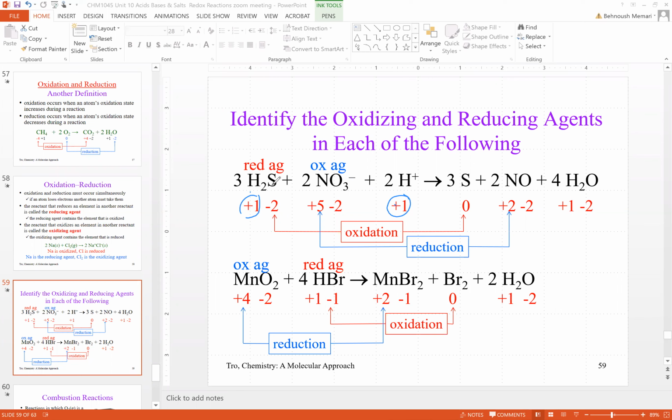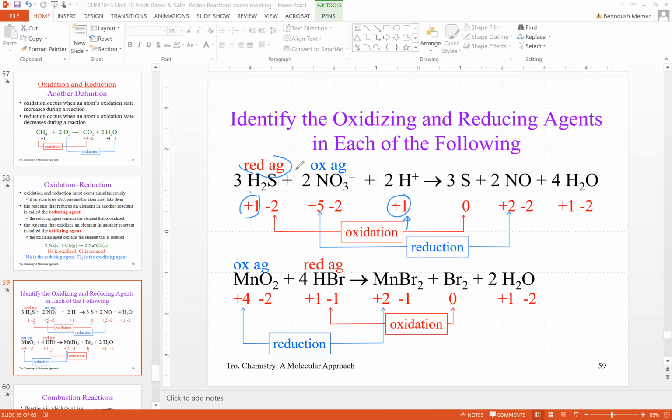Sulfur, oxidation number is -2 on the reactant side. And how do we know it's the -2? Because it's combined with 2 hydrogen and the total must be 0. So we have 2 minus for sulfur on the reactant side. On the product side is 0. If it's going from -2 to 0, oxidation number has increased. If the oxidation number has increased, that means it's being oxidized. If it's being oxidized, that means it's acting as reducing agent. Okay, so sulfur is the reducing agent.